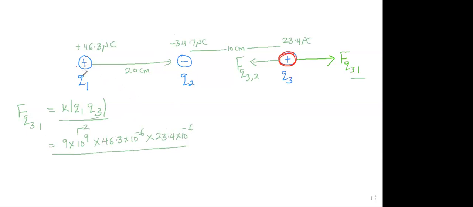Our R is the distance from Q1 to charge 2-3. So from Q1 to charge 3, what distance do we have? 30 centimeters, very good. But we said we don't use centimeters, we convert them to meters. So what is 30 centimeters in meters? 0.3. So we shall have 0.3 everything squared. So can we find that force?